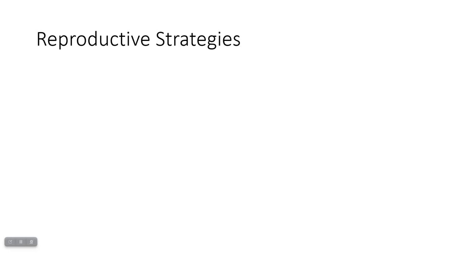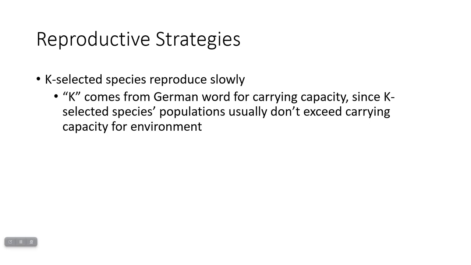Okay, so R selection and K selection, sometimes called R strategists and K strategists, are reproductive strategies that organisms can have to try to allow them to adapt to their environment. So there are two major types. K-selected species tend to reproduce fairly slowly. The K, in case you're wondering, comes from the German word for carrying capacity because K-selected species populations don't tend to really grow beyond the carrying capacity.